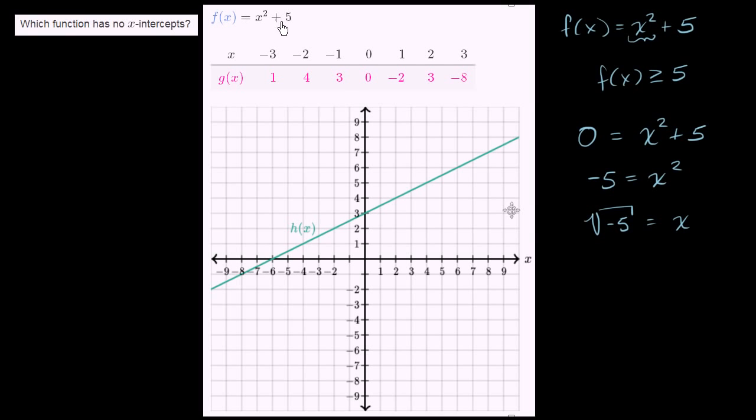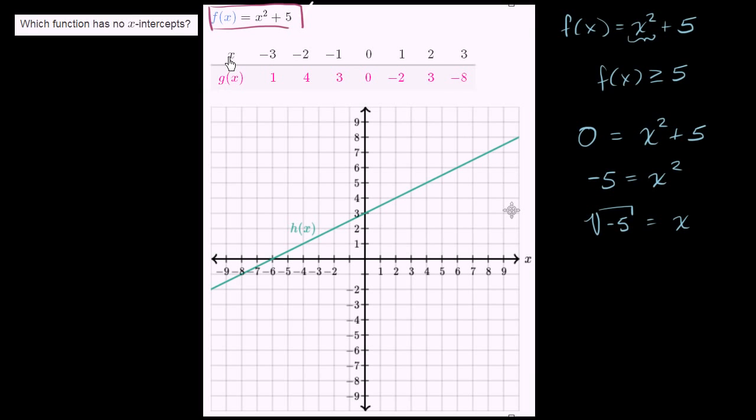So f of x has no x-intercepts. So this right over here, it meets the criterion. This right over here has no x-intercepts. Let's see if these other ones have x-intercepts. So remember, you have an x-intercept if the value of the function is 0 at some point.